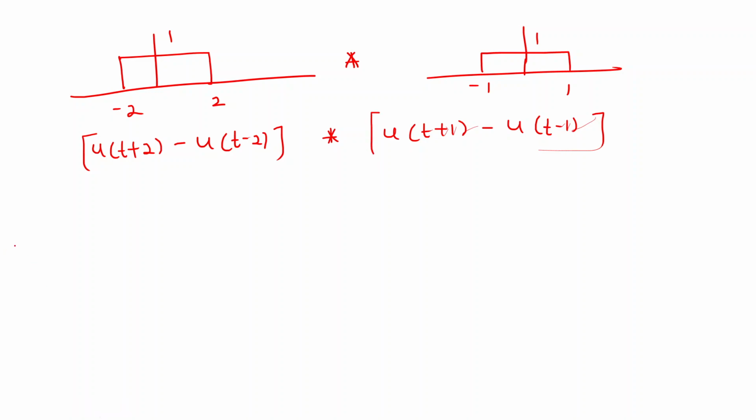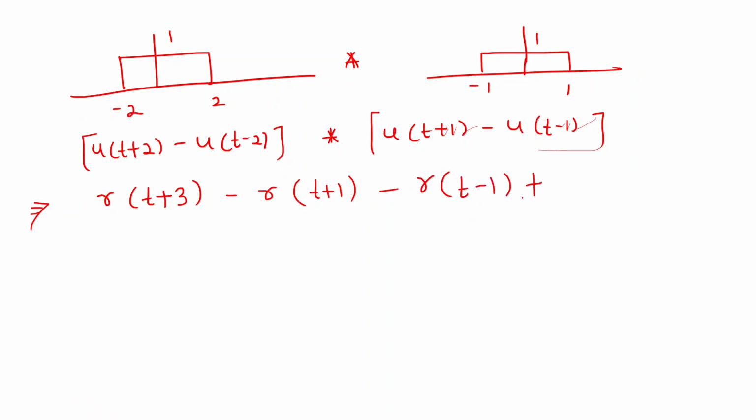Now just tell me in terms of r of t. So this will become r of t plus 3, right? Then minus r of t plus 2, and t minus 1, you put here t minus 1, so it becomes t plus 1, right? Then the third term will be u of t plus 1 here, t plus 1 minus 1, so this is r of t minus 1.